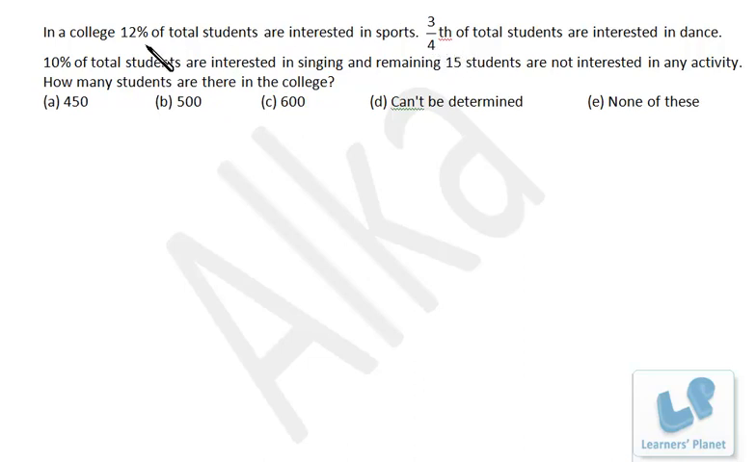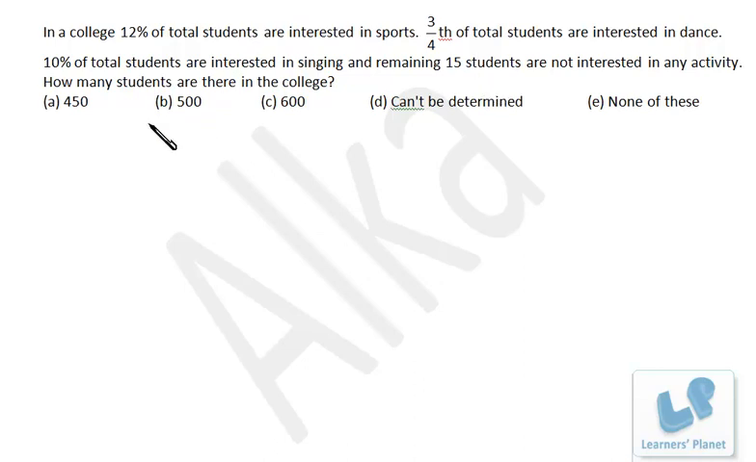So 75 plus 10, that is 85. 85 plus 12 is 97%. Right? So 97% of students are interested in some activity. 3% of students are not at all interested in any activity. That means 15 students. Now 3% is 15 students, that means 1% is 5, that means 100% is 500 students.